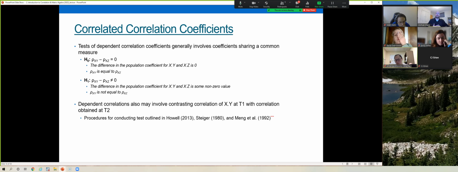And what happens is that we've got some interdependence that we need to start to take into account. We can also use this procedure to look at the extent to which some measure of X and Y is correlated at time 1 with a correlation at time 2. We've still got some dependencies here.